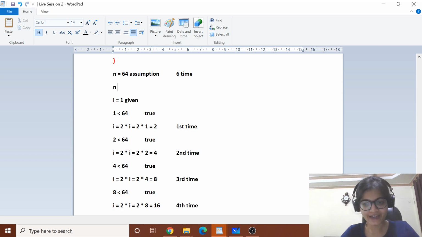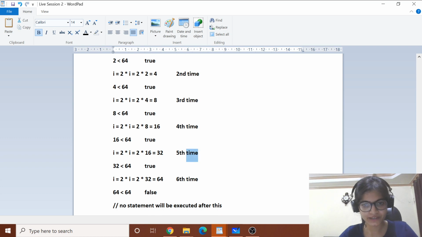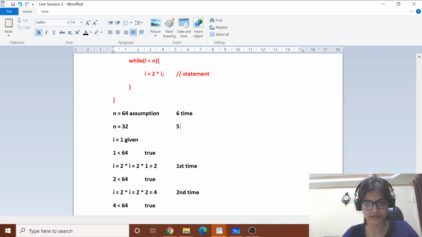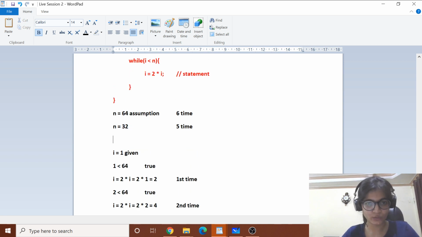Fine. If I take the value of n equal to 32, then you can analyze here only. At 32 it stops here, because at 32 less than 32 the condition stops here, so 5 times. I think it's a bit clear now.